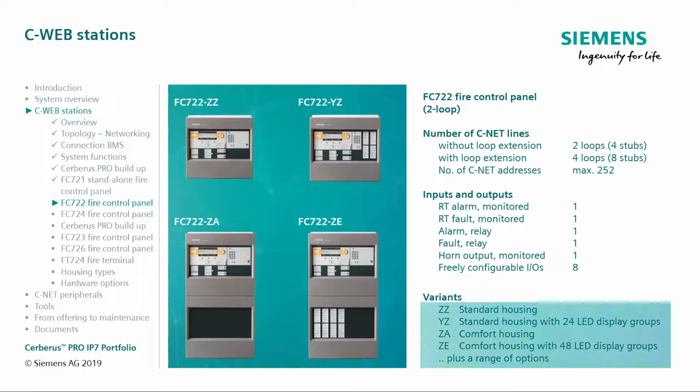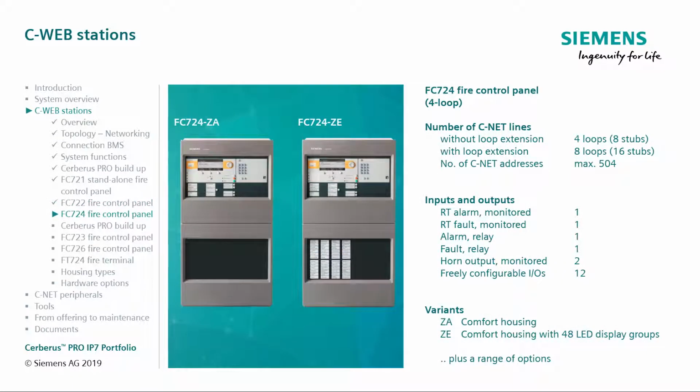The housings have the following variants from the factory. The standard housing is fitted with a 70-watt power supply and with or without 24 LED display groups. The comfort housing is fitted with the 150-watt power supply and with or without 48 LED display groups. Other options are also available.